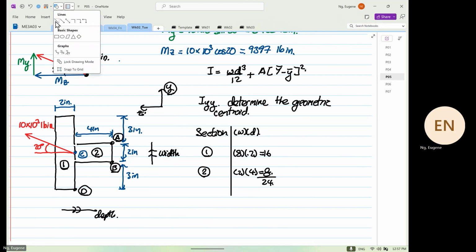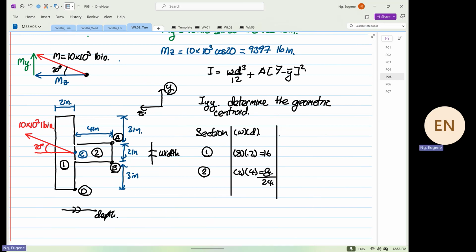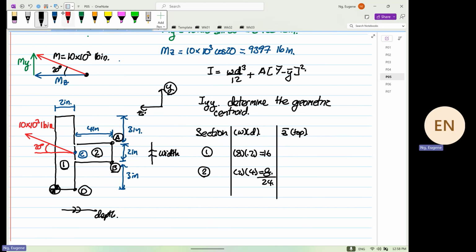Then the next column that we have is our small z bar. Yeah, our small z bar. Okay. So we're going to take our geometric datum from the top. This is our geometric datum. So z bar is from the top. Okay. So section 1. What we are trying to determine is the individual centroid.